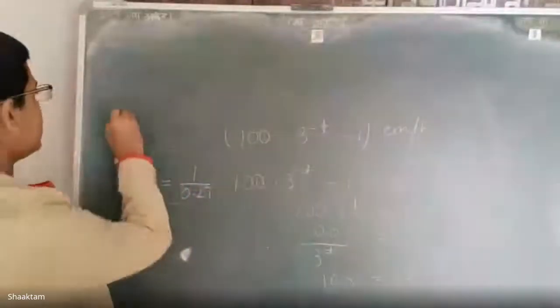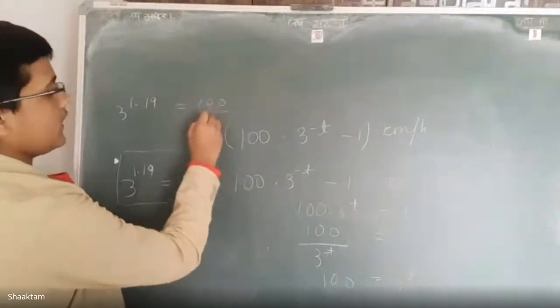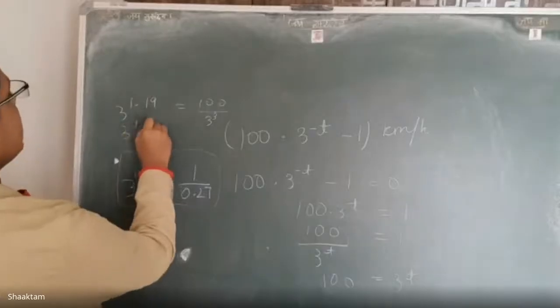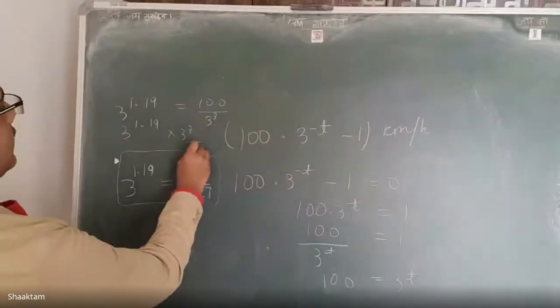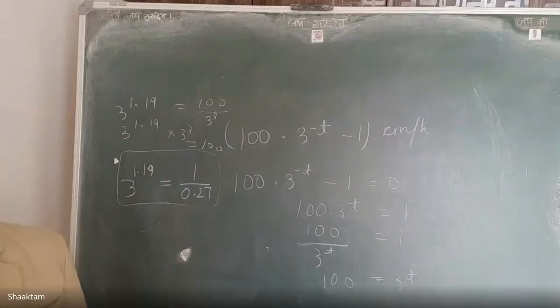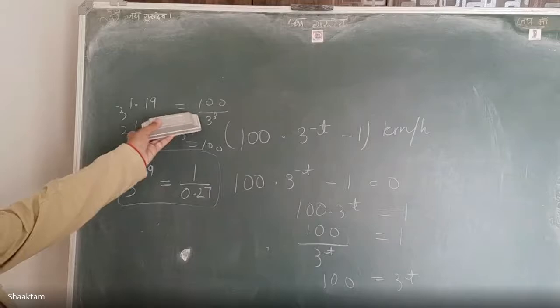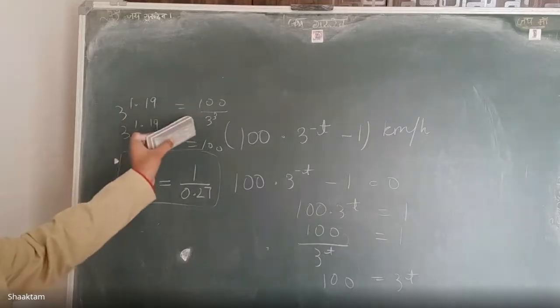So I told you that 3 raised to 1.19 is 100 by 27, right? And 27 is 3 raised to 3, right? Now I can multiply 3 raised to 3 to each side, or I can bring 3 raised to 3 here and equate this to 100. See, I want to make this equation so that I get 3 raised to some power as a term of 100.